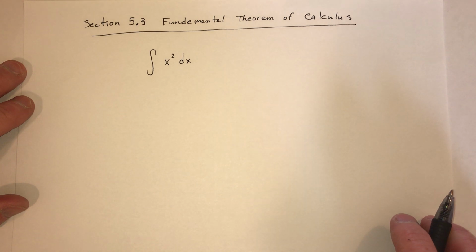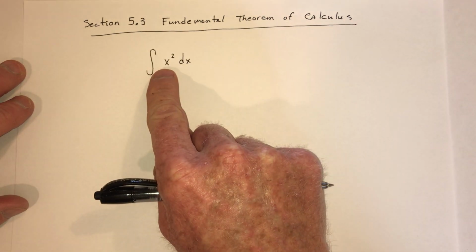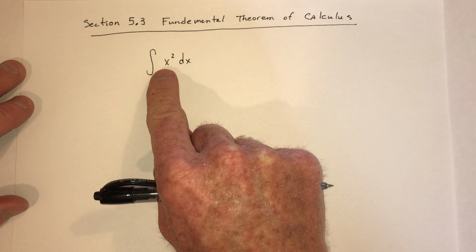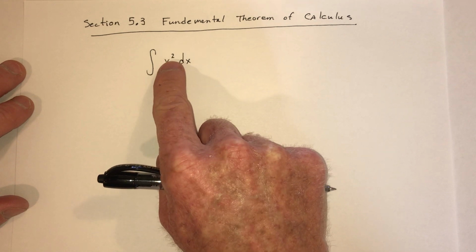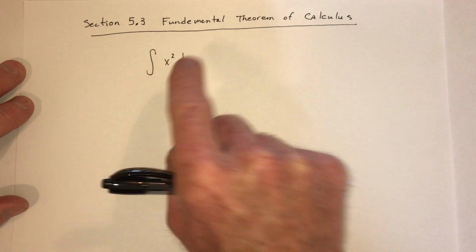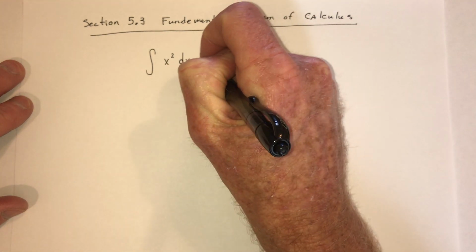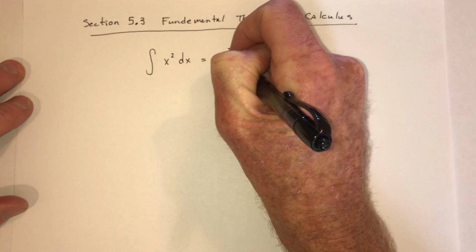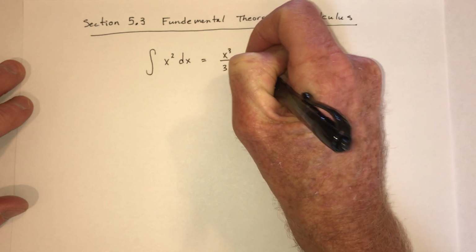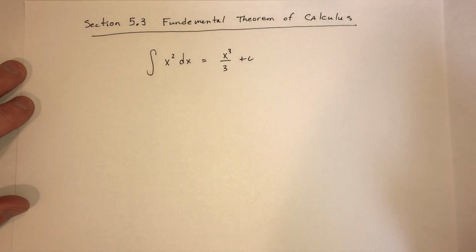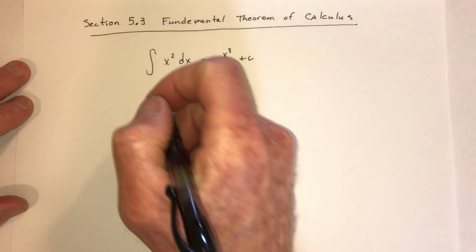So in other words, what function is it that you would take the derivative of and the answer would be x squared? Well, we do this with adding 1 to the exponent, which makes it a 3, and then divide by that. X to the 3 over 3, and then plus c. Then the good thing with antiderivatives is you can check your answer.